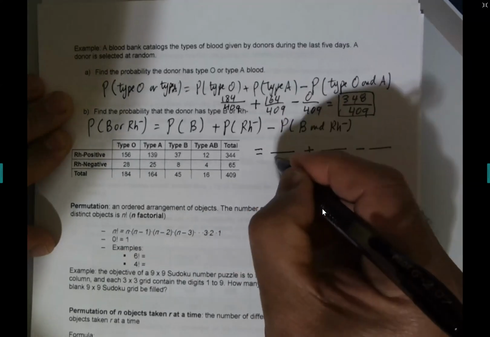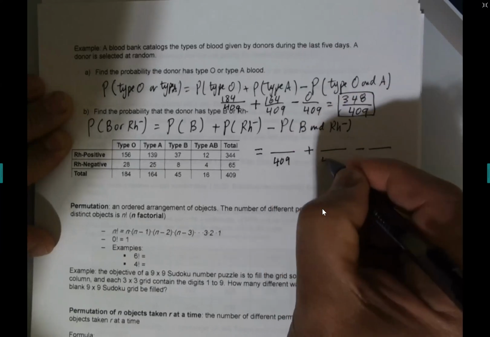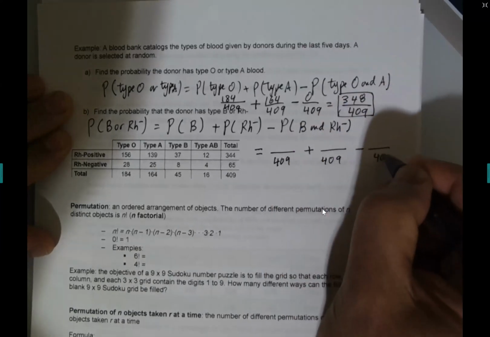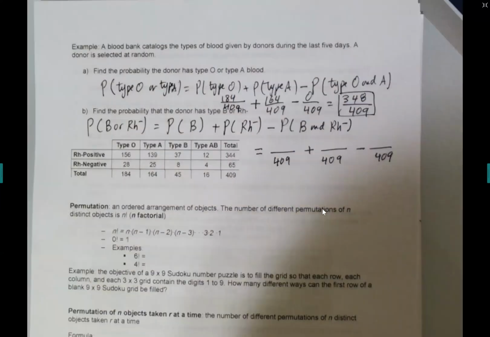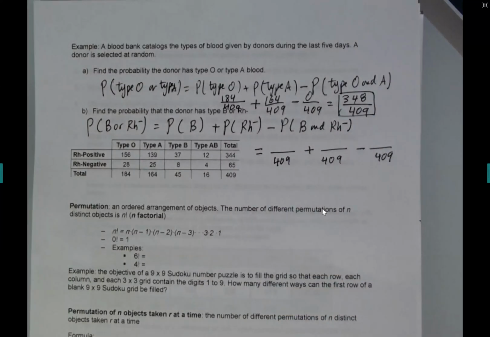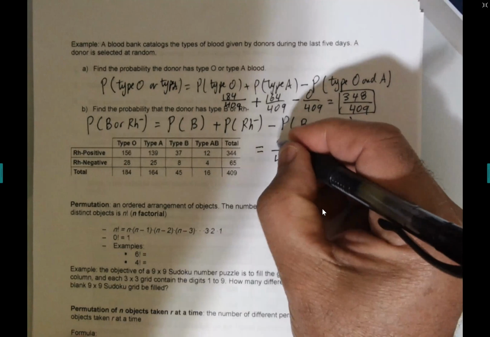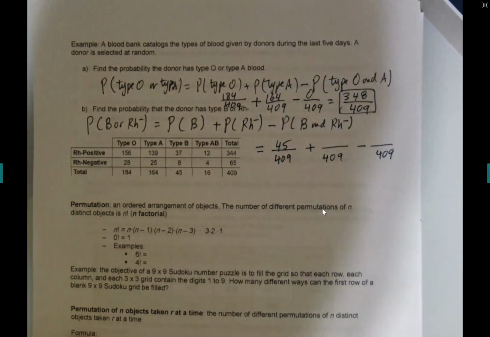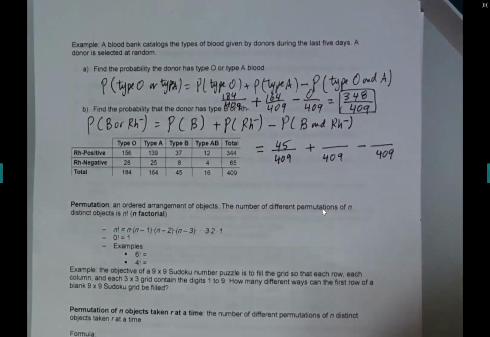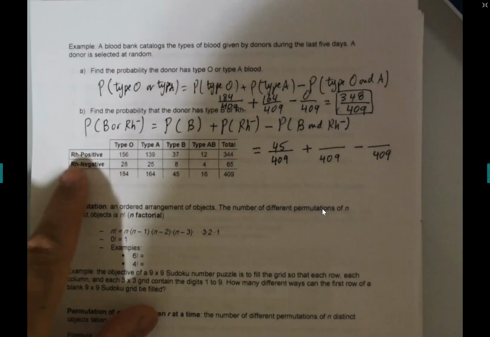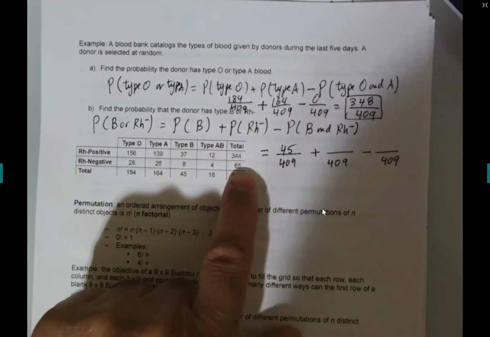I want to make it easy on you and put the denominator already. What is the probability of selecting someone who has type B? 45 over 409. Yep. What is the probability of selecting someone who has RH negative type? 65 over 409. Yes, does everyone agree? Look what we're looking at here, 65, the total.